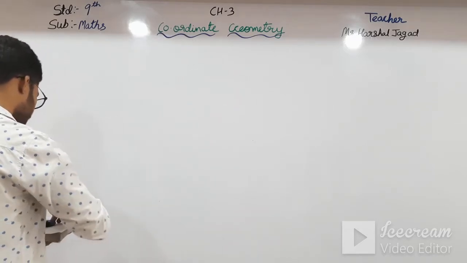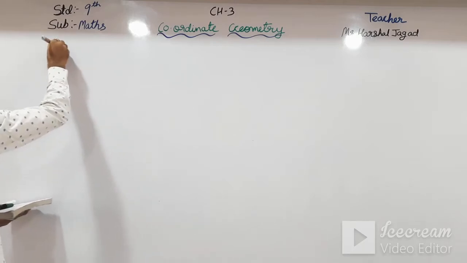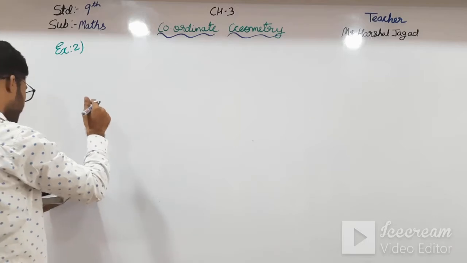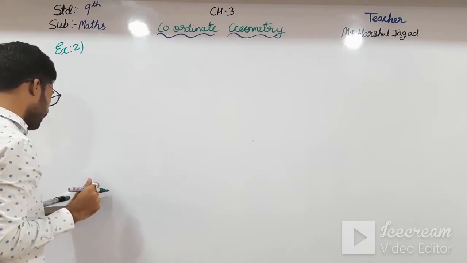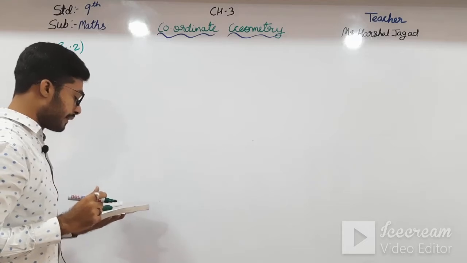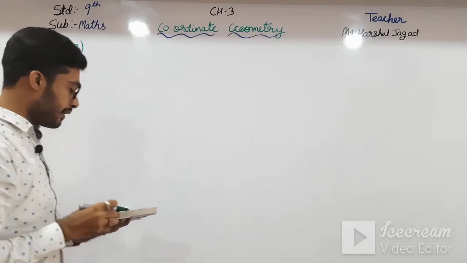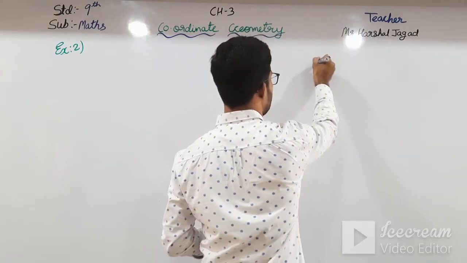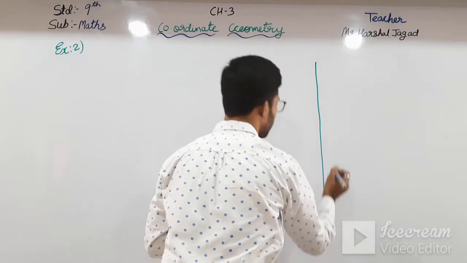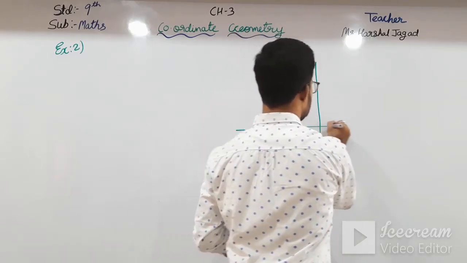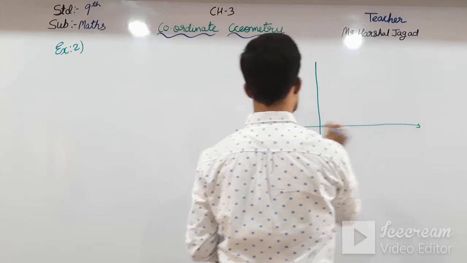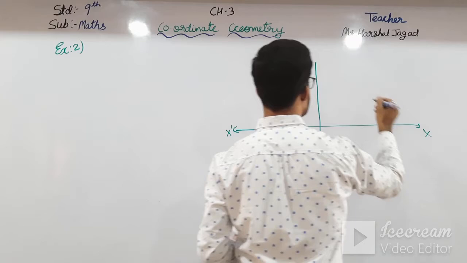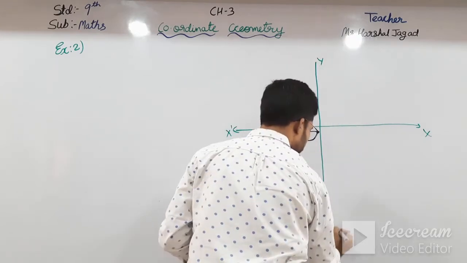See here, example number 2 is: write the coordinates of the points marked on the axis in figure 3.12. See here, we have to draw a figure. I am drawing a small figure over here. This is the y-axis, here x prime, and here x, here y, and here y prime.